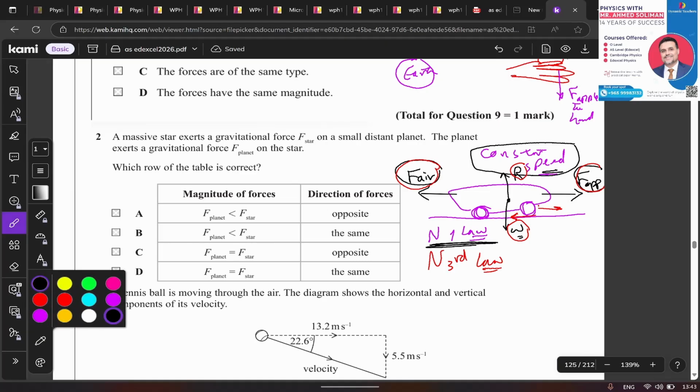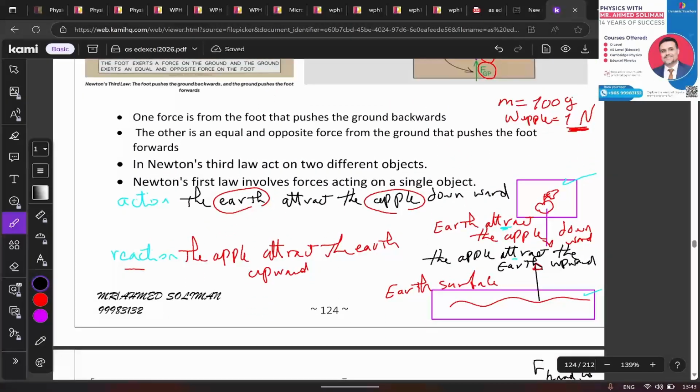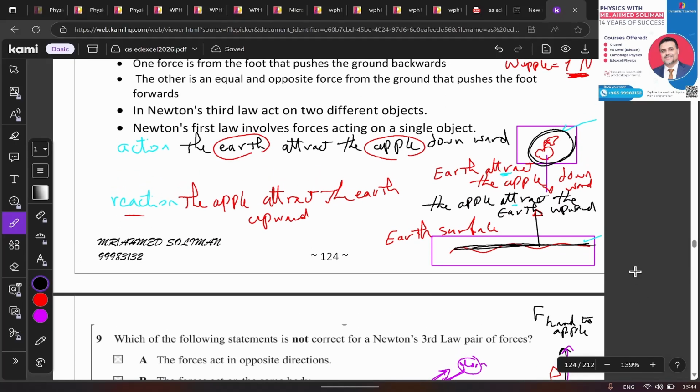If I said the car pushes the earth downwards and the earth pushes the car upwards, no. Because the car is standing on the surface of the earth. How does the car now push the earth upward? It has to bounce. If the object is in the air like this, and the surface is here, we can say downward and upward, because this is up and this is down.